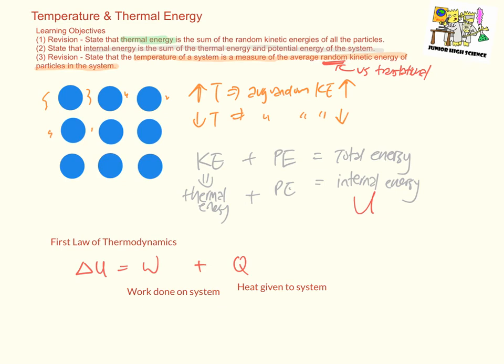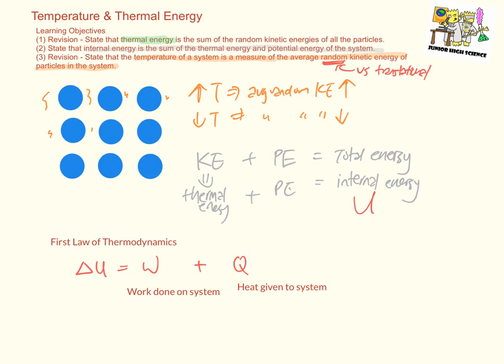If I take the average of all the random KEs of the particles in a system, this is representative of the temperature of a system. If, however, I take the sum of all the random KEs, then I will get the thermal energy of the system. If I take all the random KEs and I add them to all the potential energy, I will get essentially the total energy of the system, which is something called internal energy.